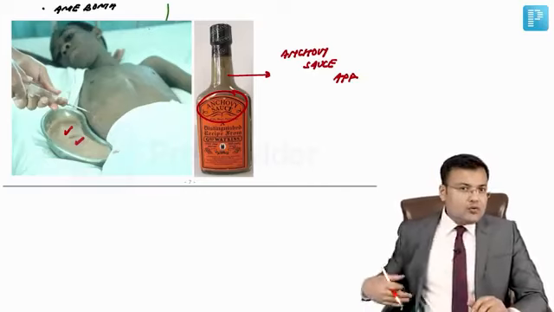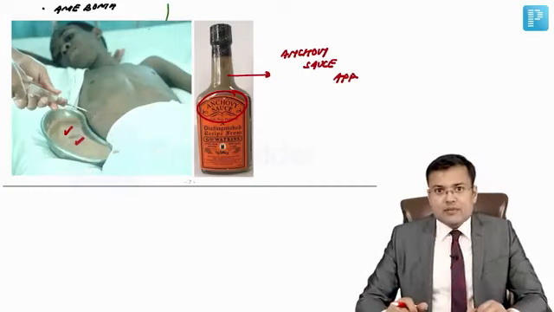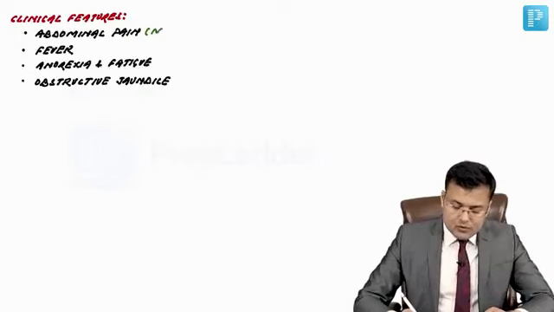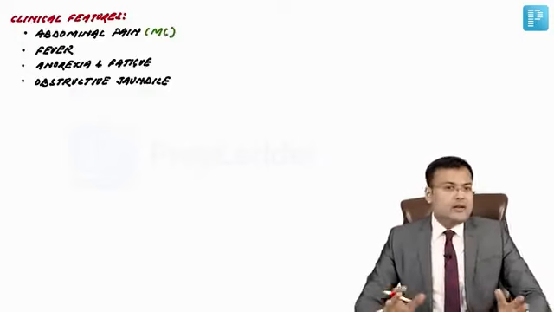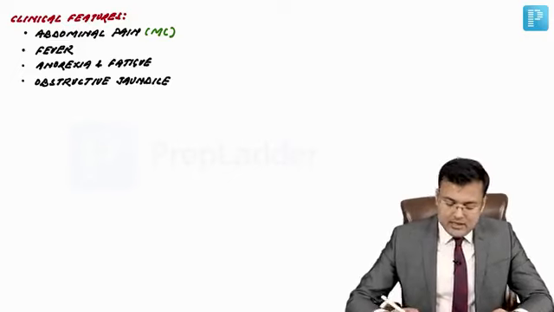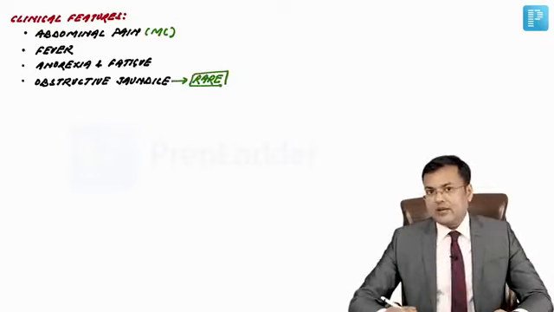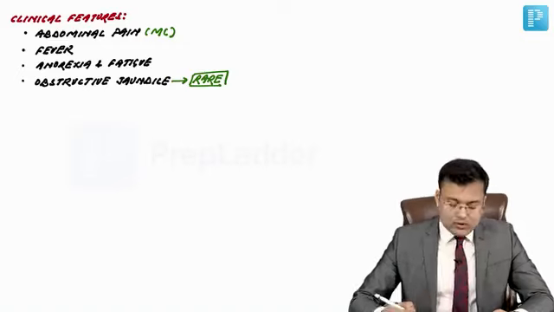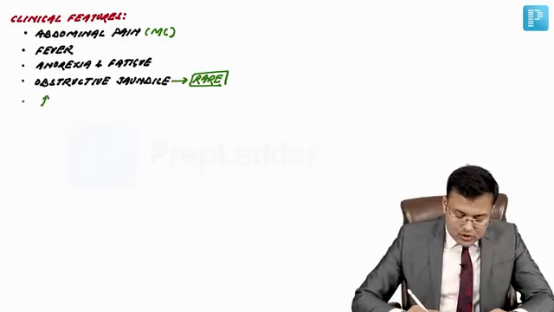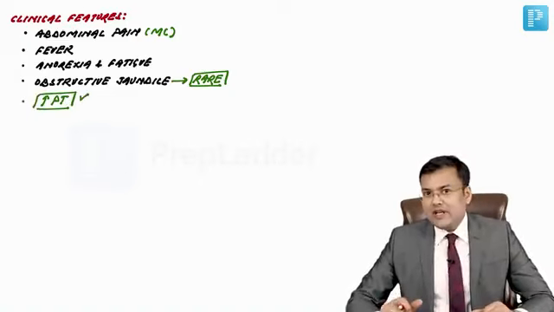That's why here the most common symptom is abdominal pain. Fever is not the most common symptom. So what are the clinical features? The most common symptom is abdominal pain. There is fever. Just like any other liver disorder, there is anorexia and fatigue. Obstructive jaundice is rare. There is histolysis of hepatocytes, that's why the most common LFT abnormality is raised PT, or raised prothrombin time.